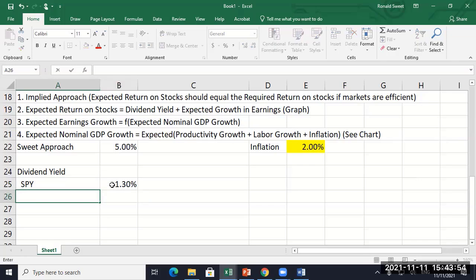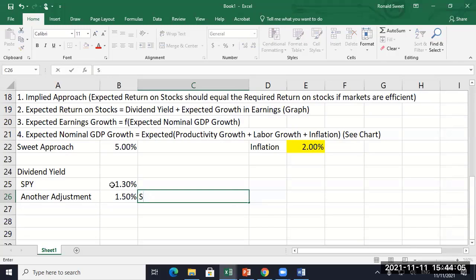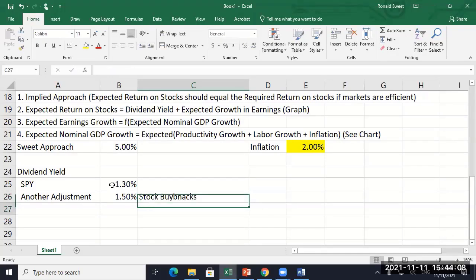Now, there's maybe one other adjustment. I like to do 1.5% for what we call stock buybacks. Here's one number I'll let you use. Just use it without any research. I put an article out there, but there's an argument that firms used to pay out their free cash flow by paying dividends, but now they do dividends and stock buybacks, and stock buybacks is actually a bigger number. You just have to trust me on the 1.5%. It comes from a study by Ibbotson. So if you want to do that, you will get better valuations if you do that.